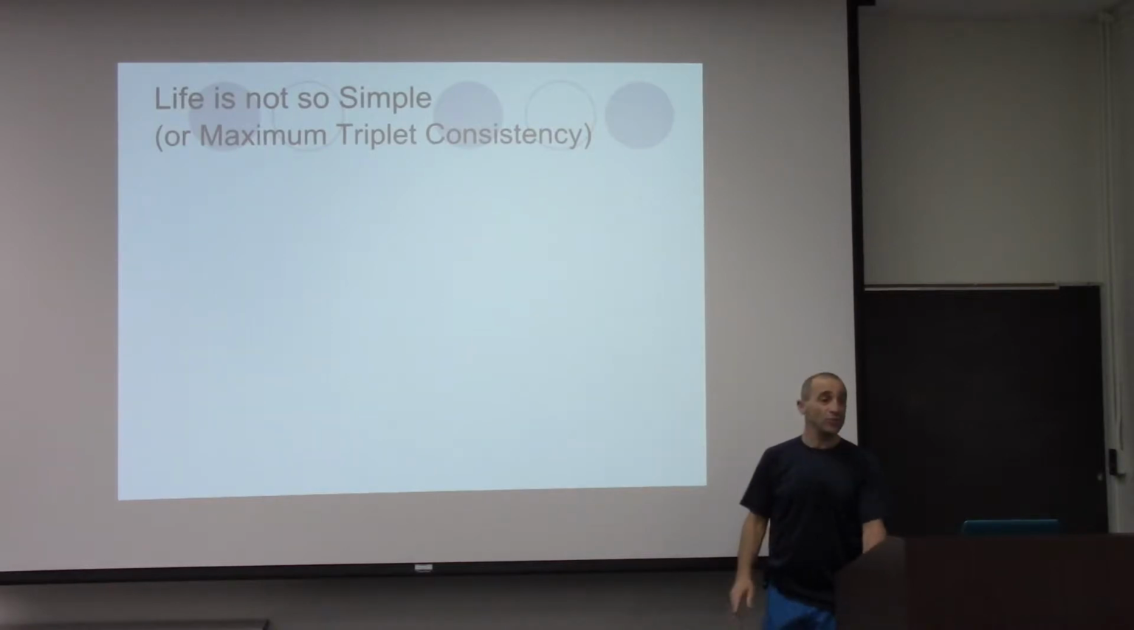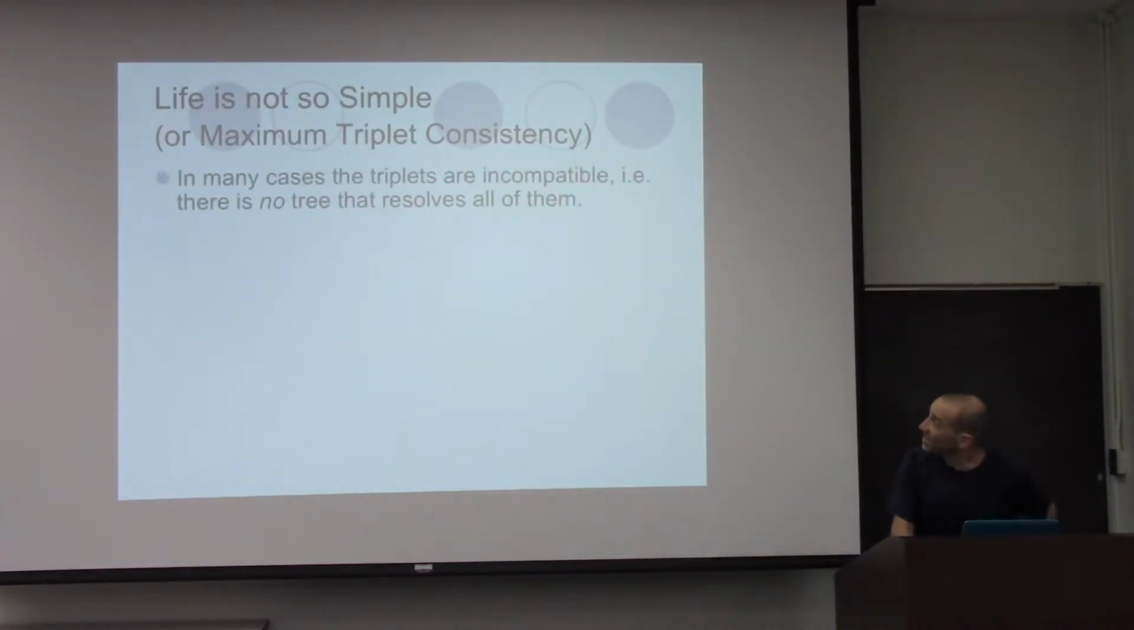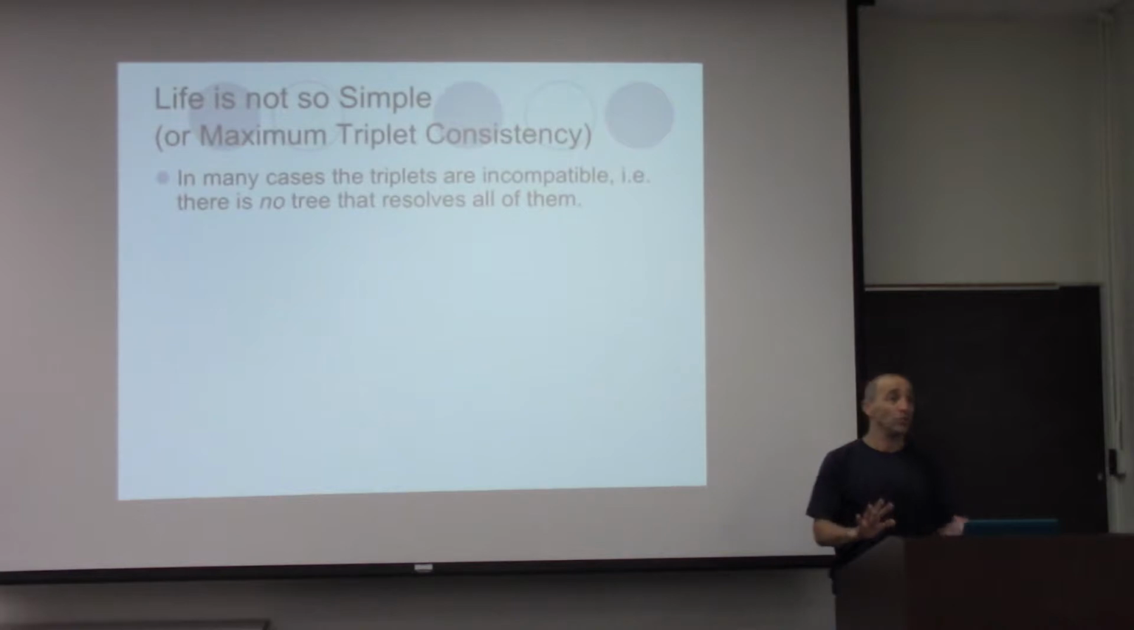However, life is not so simple. Sometimes, in many cases, the triplets are incompatible. That means there is no tree that resolves all of them. I mean, as biologists, we know, actually, always. And we have so many, and we will return to it later, tomorrow.